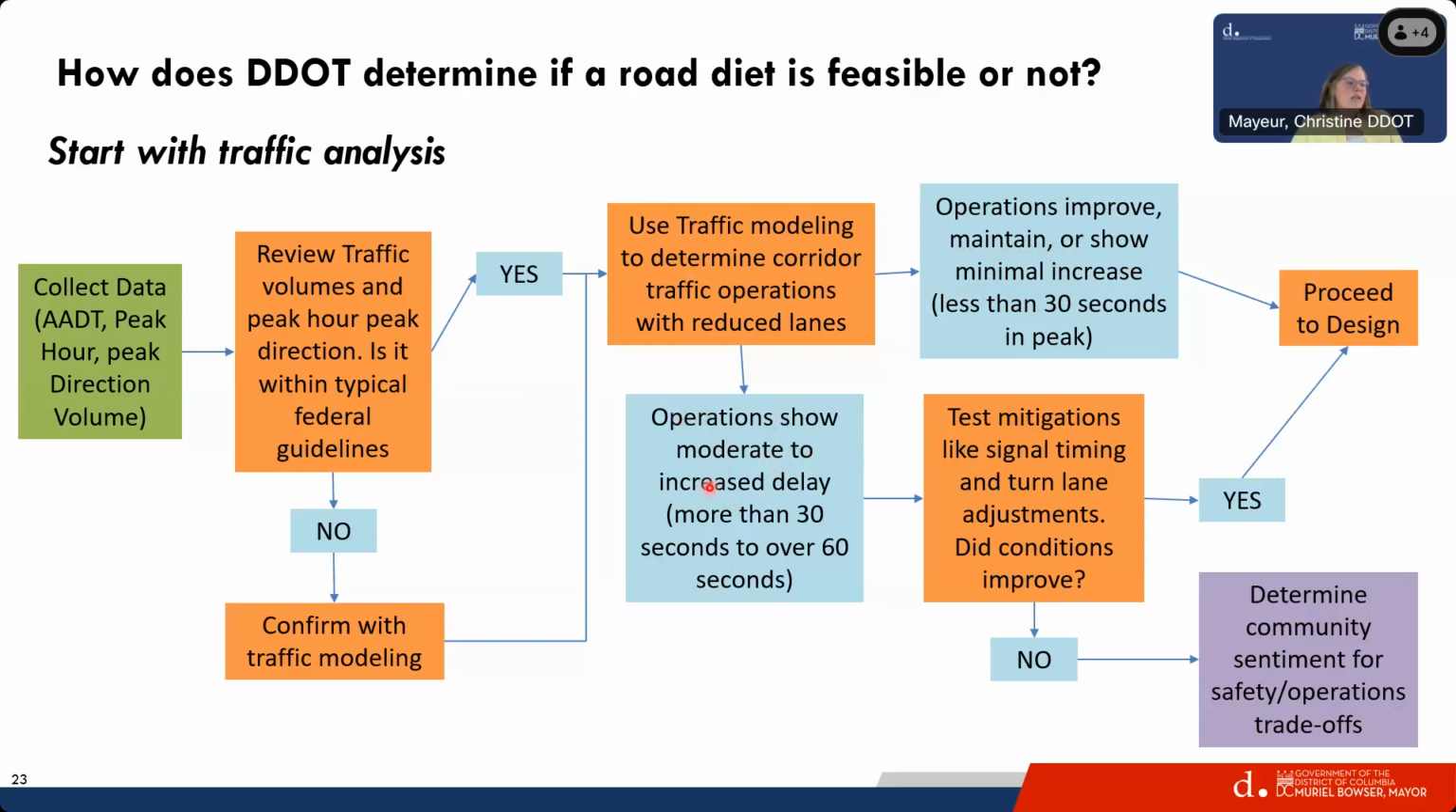If they show moderate to increased delay, more than 30 seconds to over 60 seconds, we test mitigations, and those can be signal timing changes or adjusting turn lanes to suit higher volume turns, and see if conditions improve. And if they do, then we can proceed with design. If they do not, then we bring that back and share the results and talk about the trade-offs with communities. This is kind of the general process.